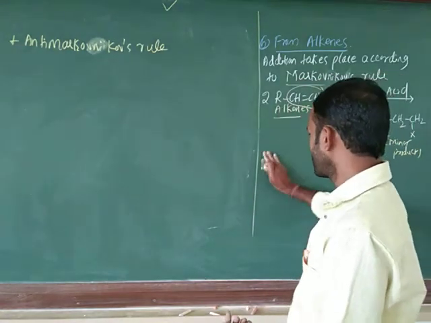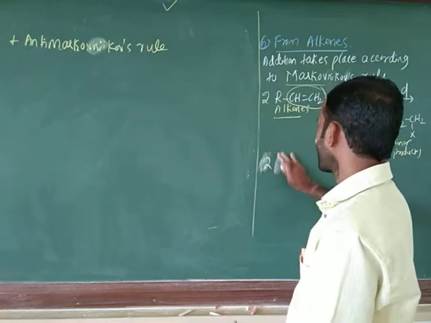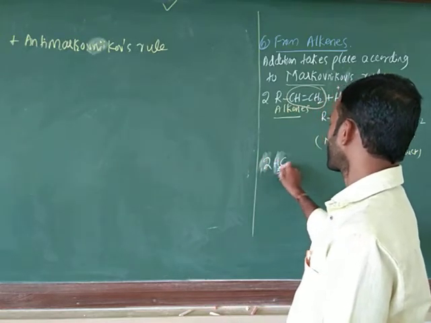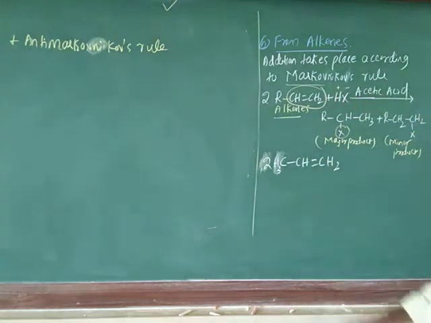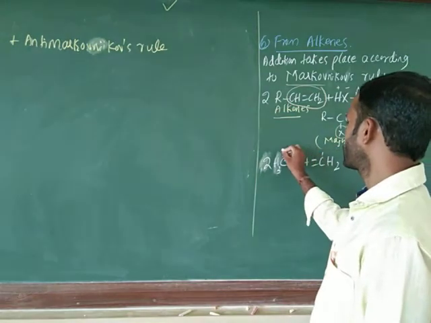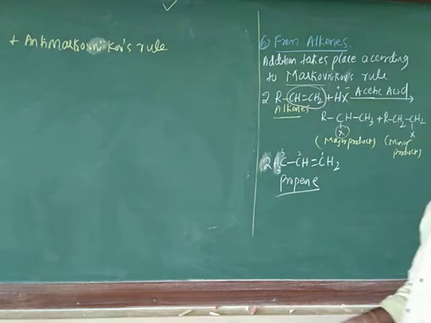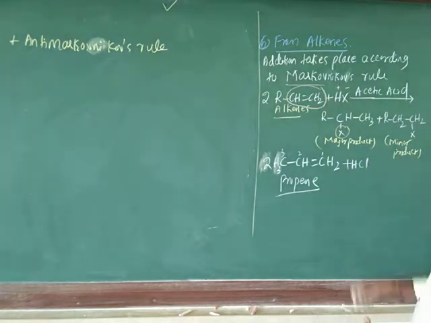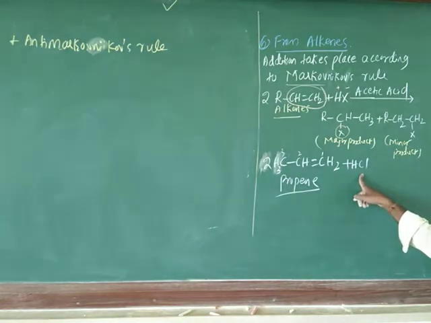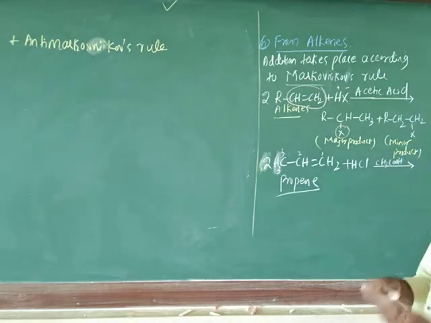Just see here, one example is there: 2 moles, this R converted into CH3, how to write, CH double bond CH2. What is the name of this one? Propene. How to write, 1 2 3. You have to write 1-propene, no problem. This propene can react with HCl, hydrochloric acid, in the presence of acetic acid. This CH3COOH acts as acetic acid.